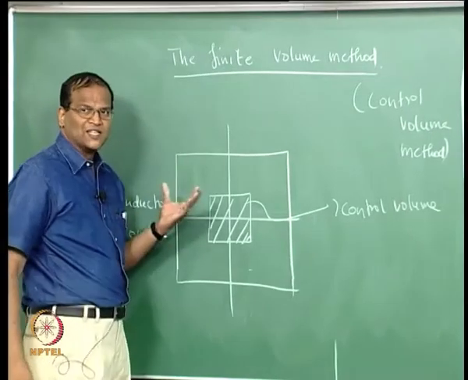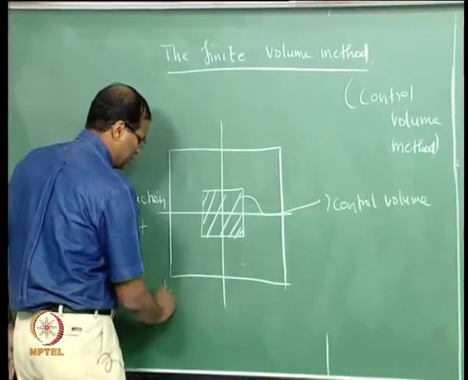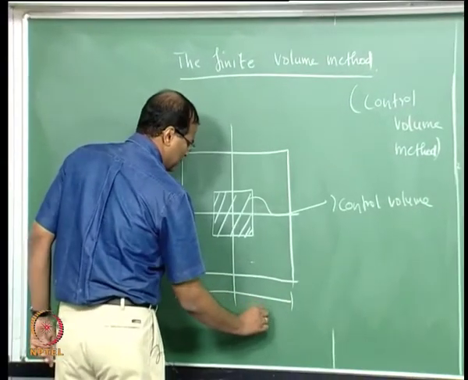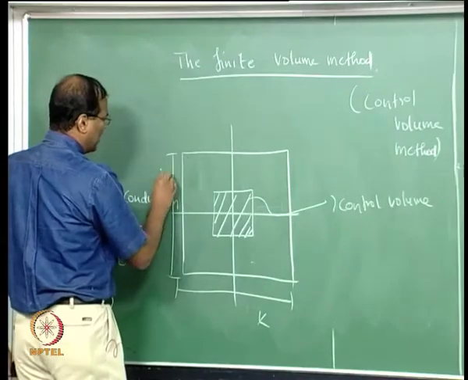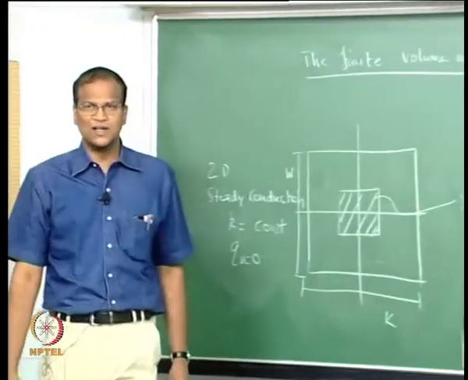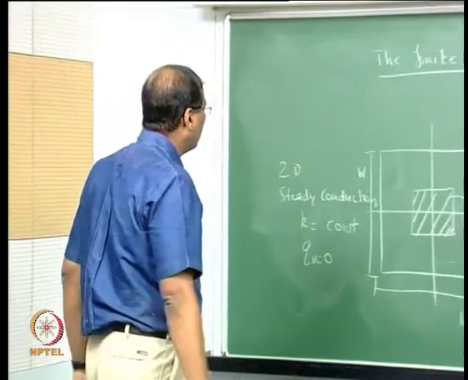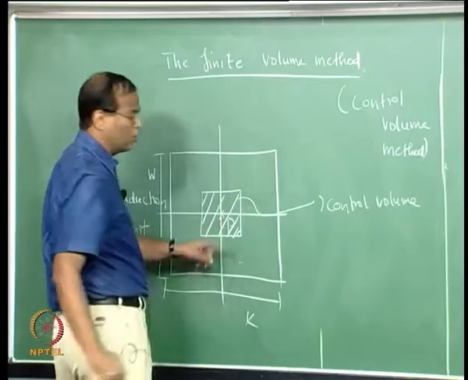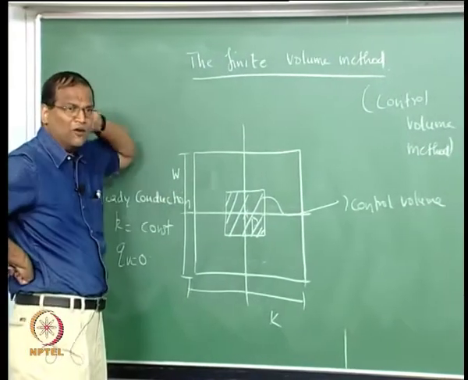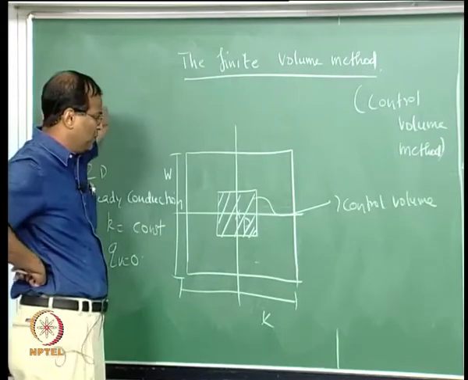For purposes of illustration, I have taken a large control volume compared to the area size of the slab. So the slab is like this, could be L and this could be W. L need not be equal to W; if L equals W you have a square slab, it can be a rectangular slab also. This control volume is centered around the node P, our node of interest. We want to find out the story of the temperature or velocity or whatever at the node P, okay.